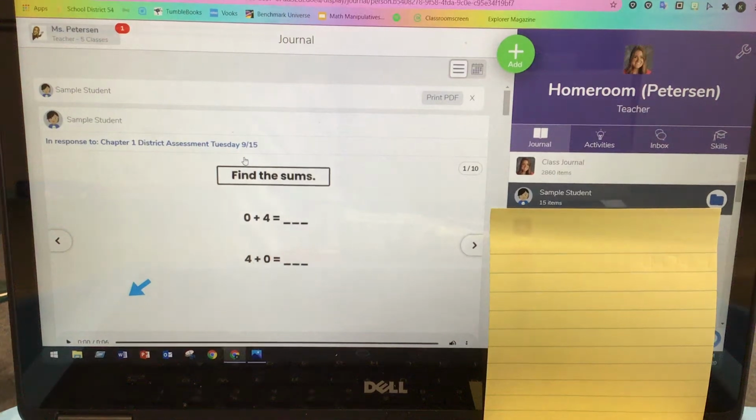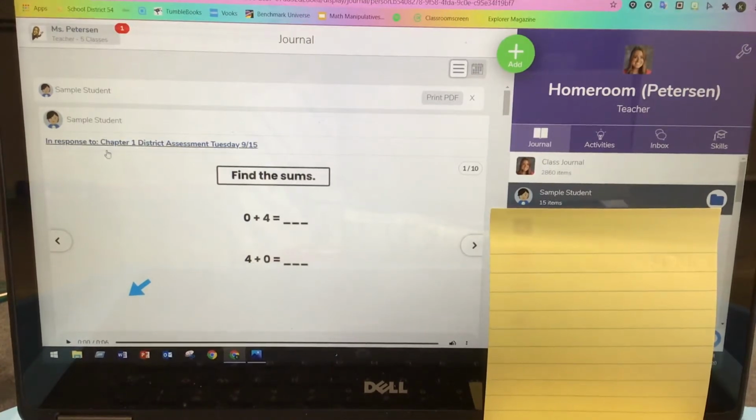I'm going to show you how to find your child's district math assessment after they have taken it and to review their score. Because the child already submitted their math assessment to the teacher, it will now show up in the child's journal. They may have to scroll in order to find this activity.